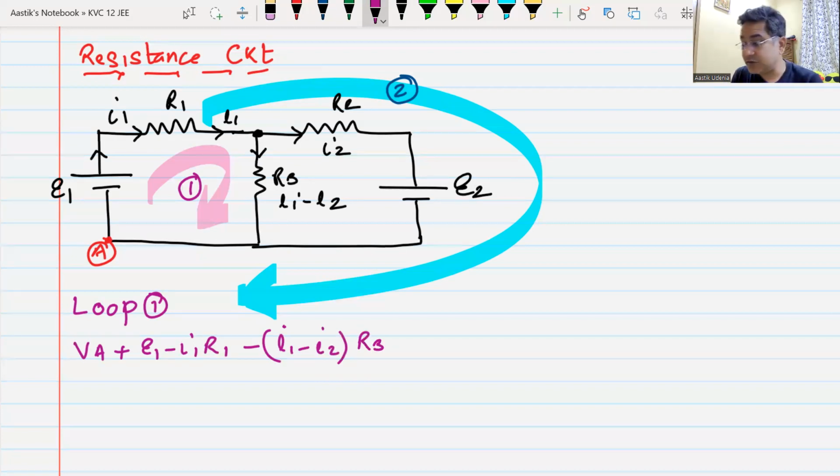I1 minus I2 into R3, that should land up with VA. Do we understand this, or has this gone above what you're saying?